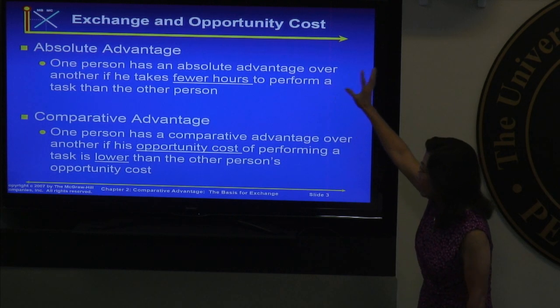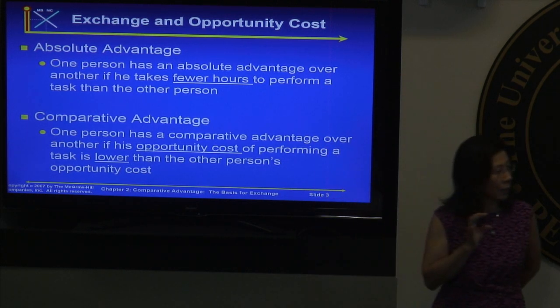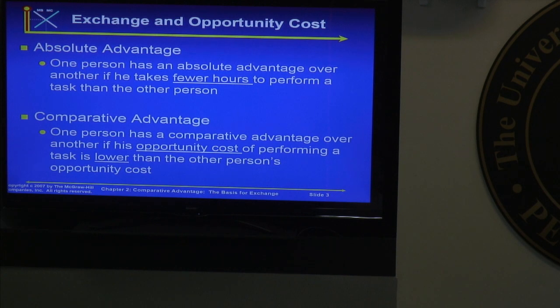Okay, now, when you look at absolute advantage, you actually look at the time taken. How fast can you run on a track?